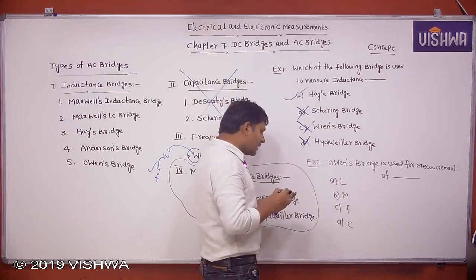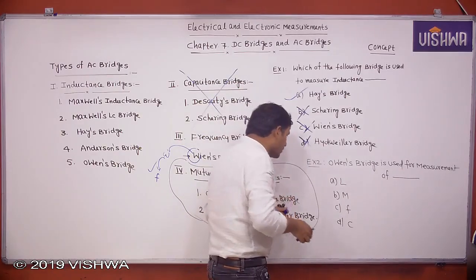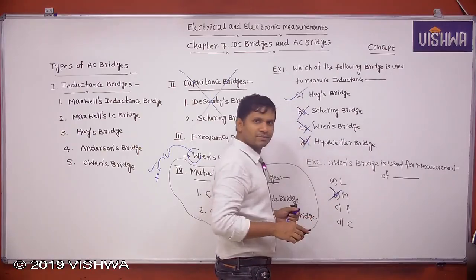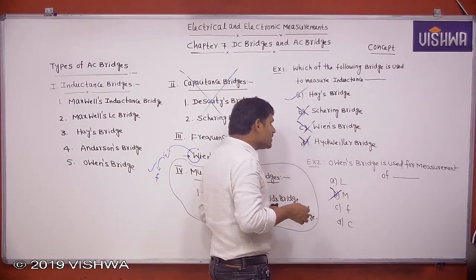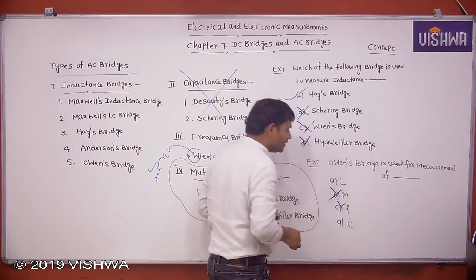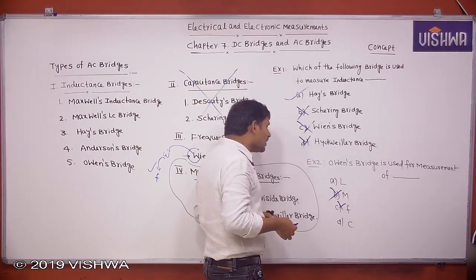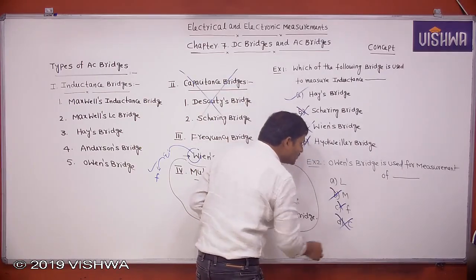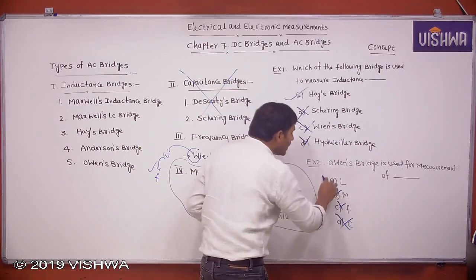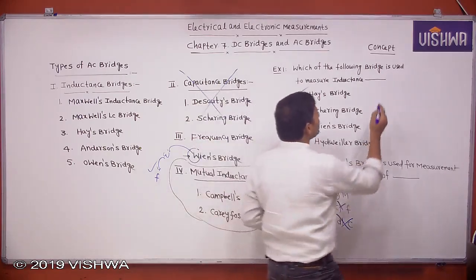Owen's bridge is not your remembering bridge, and it is not a combination of names. That's why it is not a mutual inductance. Owen's bridge starting letter is not a W. That's why it is not a frequency bridge. Okay, Owen's bridge is not a DS bridge. That's why it is not a capacitance. That's your answer, it is inductance. Like this you can answer. One more example.